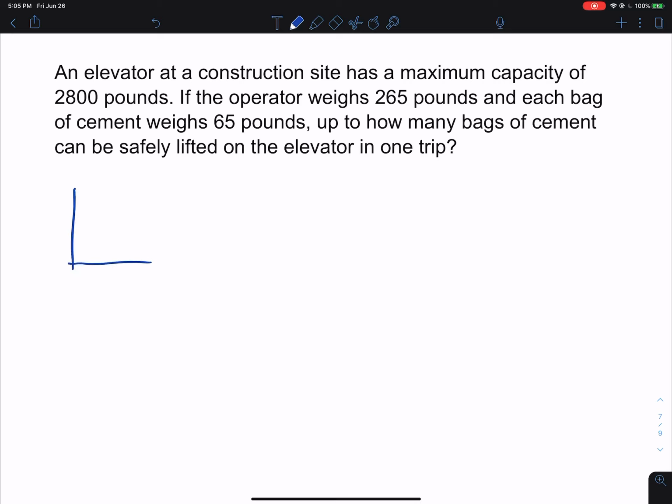Right, so if we picture what's going on, we have an elevator, we have a person on there, and then we're trying to figure out how many bags of cement we can fit on there. How many bags of cement? So my x, the thing that I don't know, is the number of bags of cement.